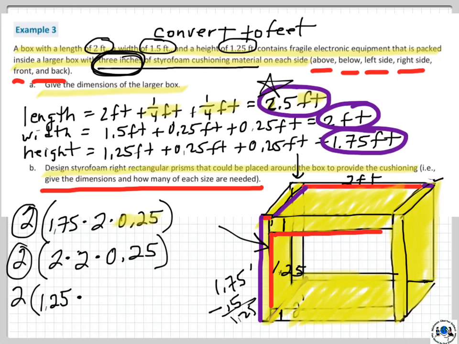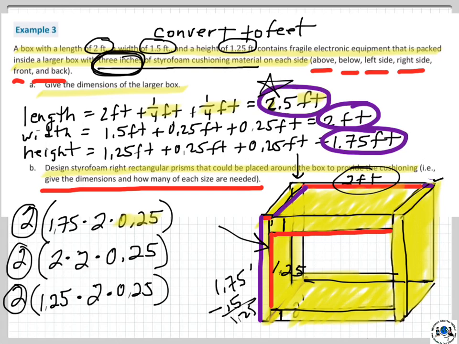So 1.25, and that is actually going to be 2. That is still 2 feet, okay? That right here. And then, again, times 0.25, which is the thickness of the styrofoam, okay? So there we go. There's what I have. I have those 6 panels that will help cushion the material, all right?